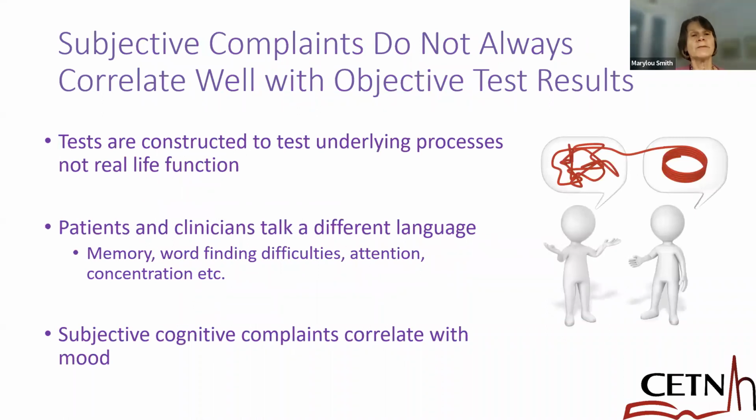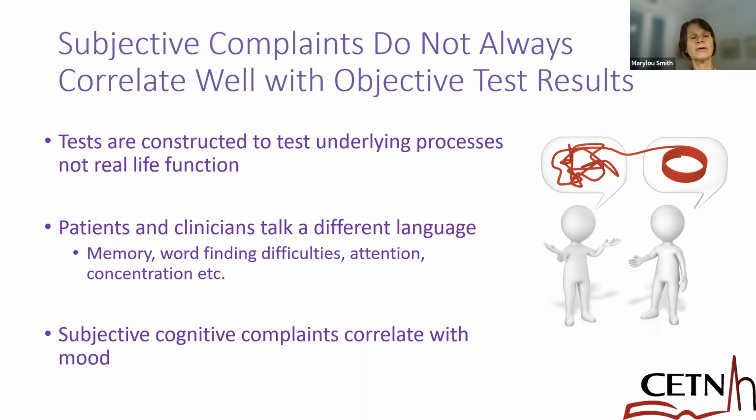I want to just spend a moment talking about subjective complaints. That is what the patient comes and tells you, because it's important to realize that these do not always correlate well with objective test results. We know that tests are constructed to test underlying processes, not real life functions. So we're thinking of encoding and retrieval and interference and flexibility and switching and so on. And these might not be the things that the patient is experiencing in their real life, or might not be the terminology that they use, because patients and clinicians often talk a different language.